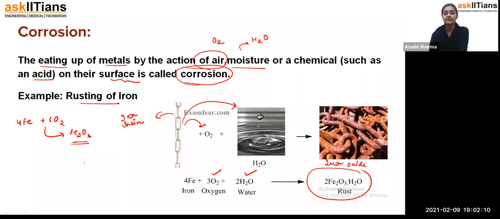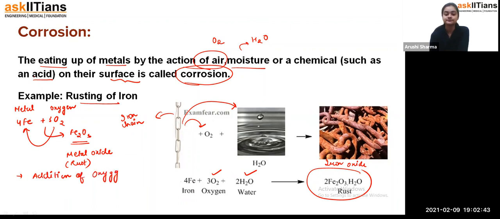If you remember, when a metal reacts with oxygen, what does it form? Obviously, students, iron is a metal, and when it reacts with oxygen, it forms a metal oxide. That means iron oxide is formed. And when this oxide forms, there is a brown colored layer that we call rust. Notice that oxygen is adding to the iron, and the addition of oxygen has a different name. Addition of oxygen, we call it oxidation. So this is the oxidation process, students.